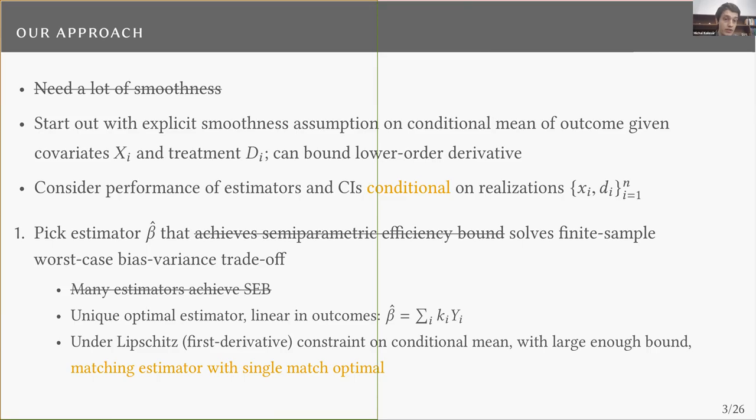And it will turn out that in particular cases, we are gonna be able to recover classic estimators. So we're gonna be able to give justifications for some classic estimators as we do this. So for instance, if we impose a smoothness assumption that's Lipschitz, so we're gonna bound first derivatives of the conditional mean, then we'll be able to show that if the Lipschitz constant is large enough, then the nearest neighbor matching estimator with a single match is finite sample optimal.